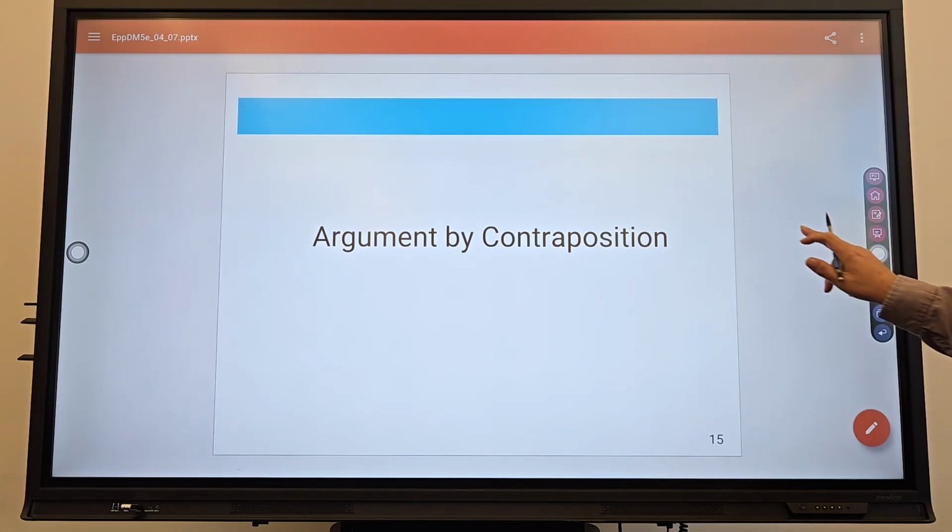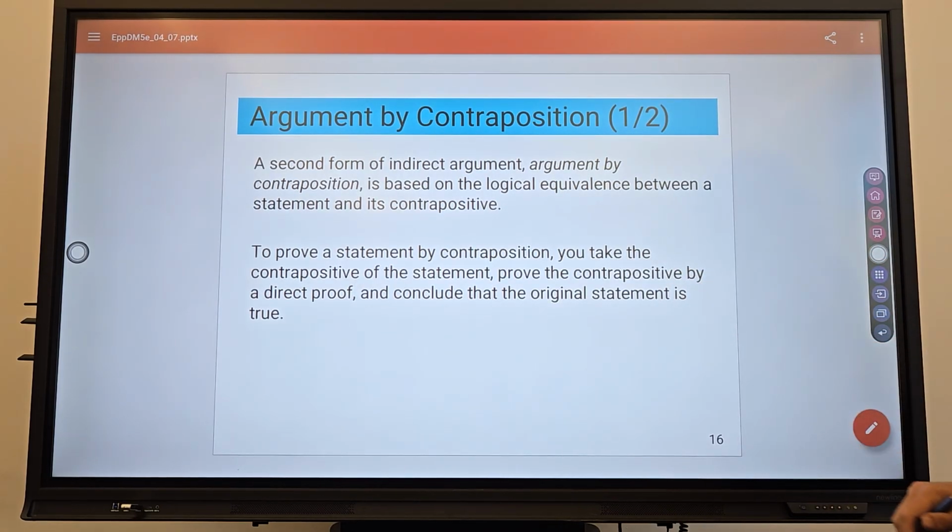Argument by contraposition. A second form of indirect argument, argument by contraposition, is based on the logical equivalence between a statement and its contrapositive. You take the contrapositive of a statement, prove the contrapositive by direct proof, and conclude that the original statement is true.